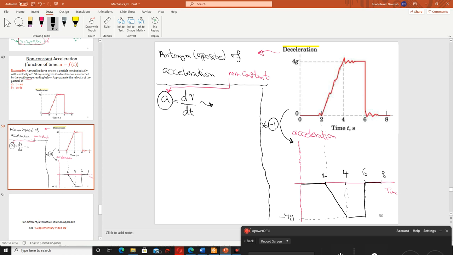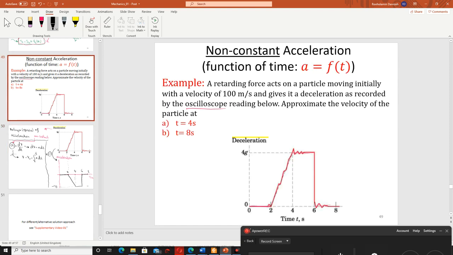If I rearrange it, dv equals a dt, and by integrating both sides, I have v minus v naught equals the integral from 0 to current time of a dt. And see, this time the a is not constant, I cannot take it out from the integration. But the first part of the question says, what's the magnitude of the velocity at t equals 4 seconds?